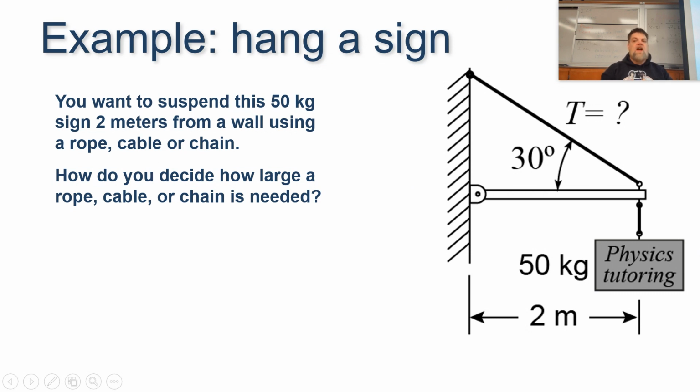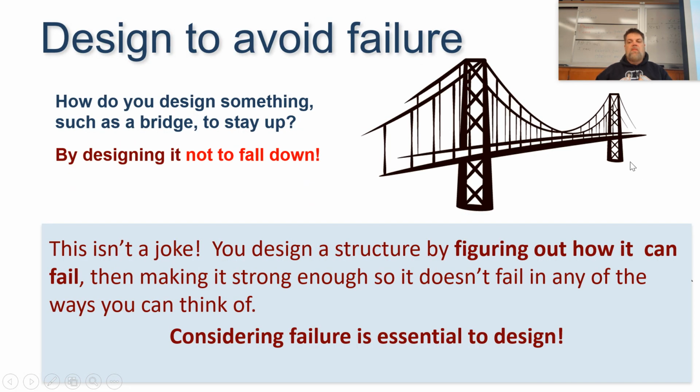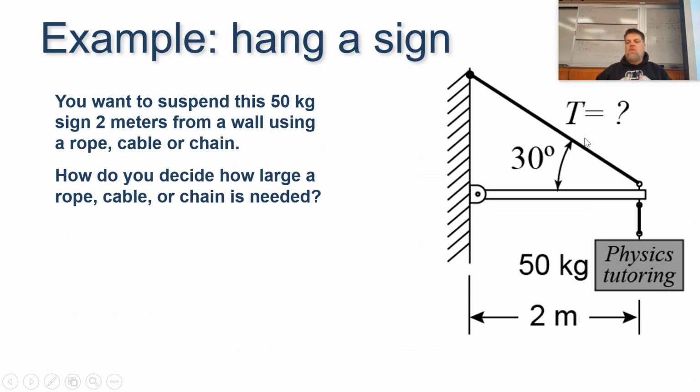And so what we're trying to figure out is we're going to have a sign. The sign weighs 50 kilograms. And we're going to create a structure where this could be a chain, this could be a rope, it could be a steel cable. Sorry, got the hiccups. And we know that the angle here is 30 degrees. We know the length from here to here is 2 meters. And basically, we want to know how strong this cable needs to be.